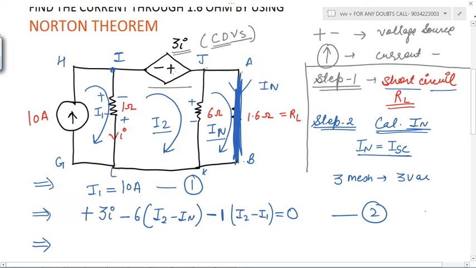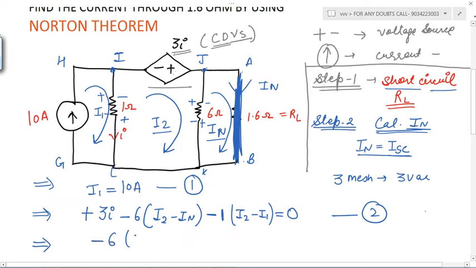Third equation, you are standing at position J. You need to move back to J. J to A to B, B to K, K to J. Here nothing is there, leave that. If you are moving from K to J, positive here, negative here. What is the second sign? That is negative.